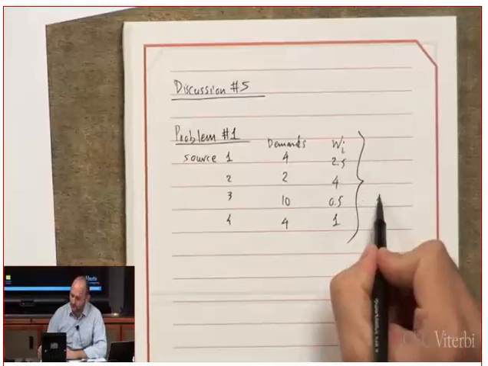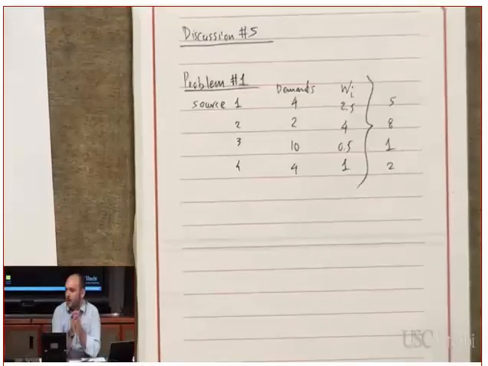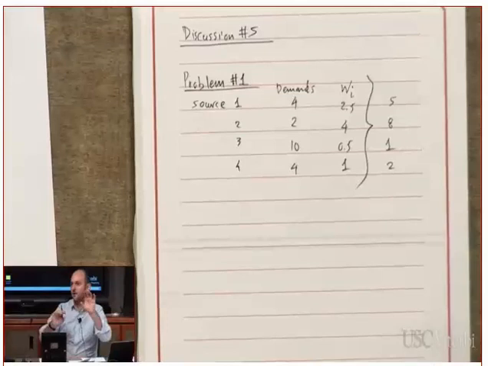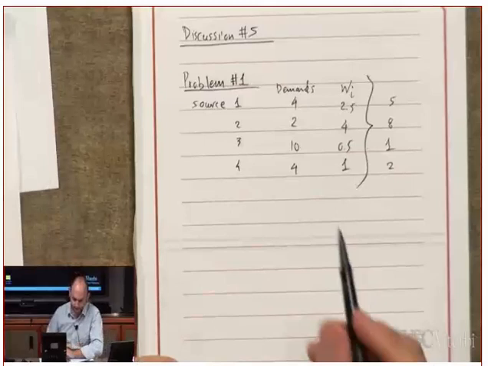So let me write another table that I will call iteration. I'll give you a wording description of the solution, but I think the table is easier. Here we have sources 1, 2, 3, and 4, and the total demand: 4, 2, 10, and 4.